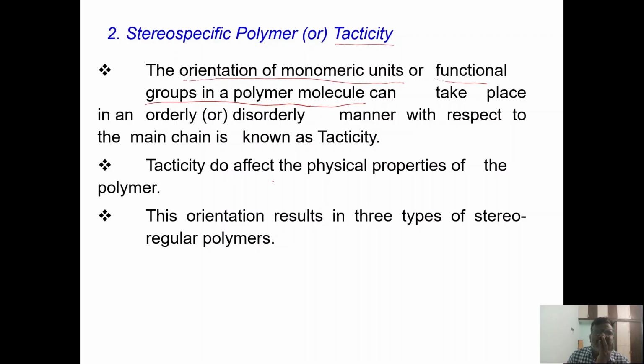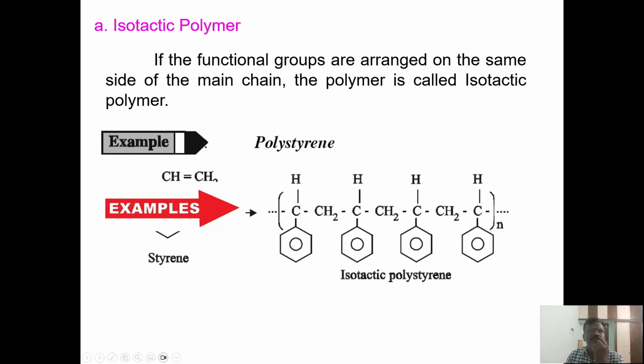So tacticity does affect the physical properties of the polymer because of the orientation. There are three types of tacticity. The first type is isotactic. Iso means same.